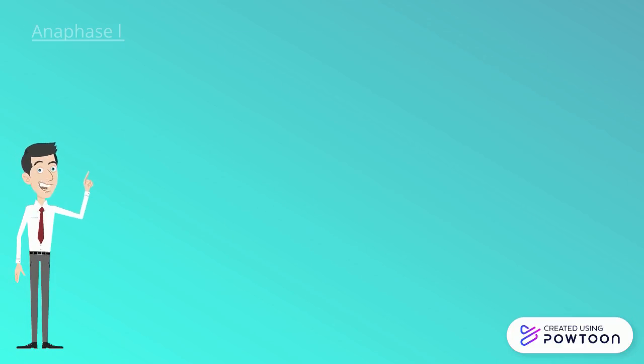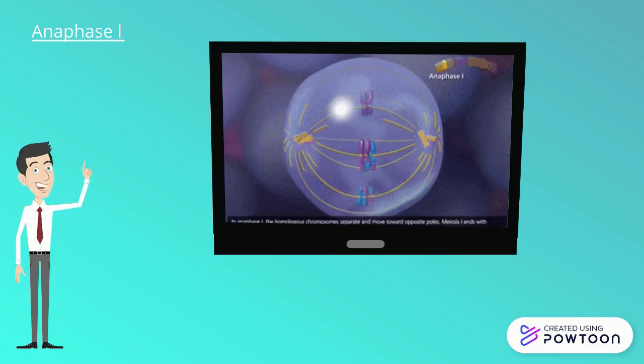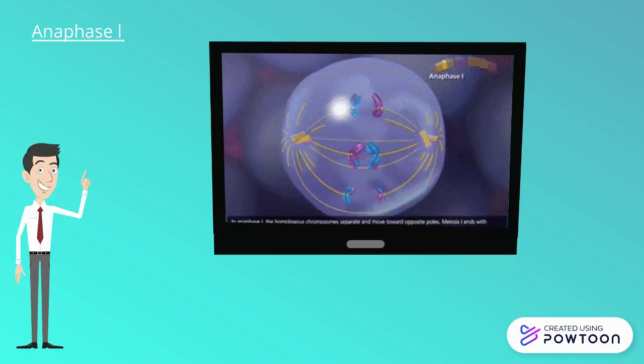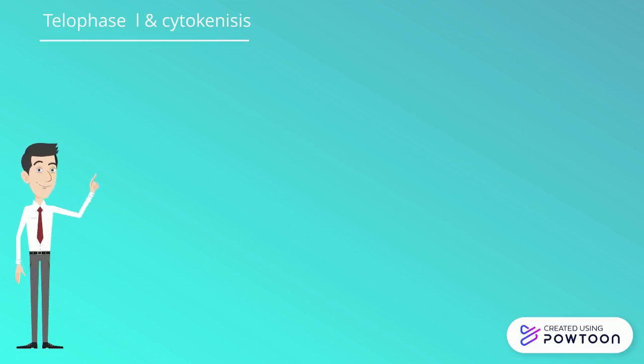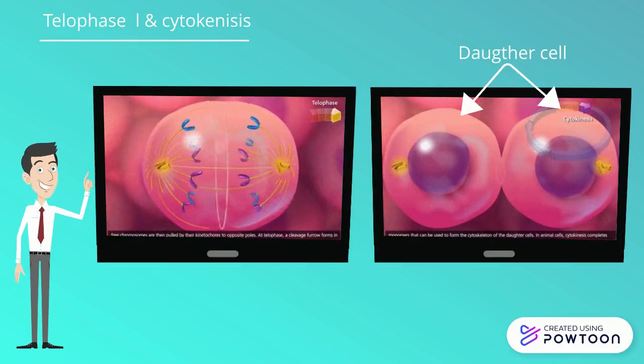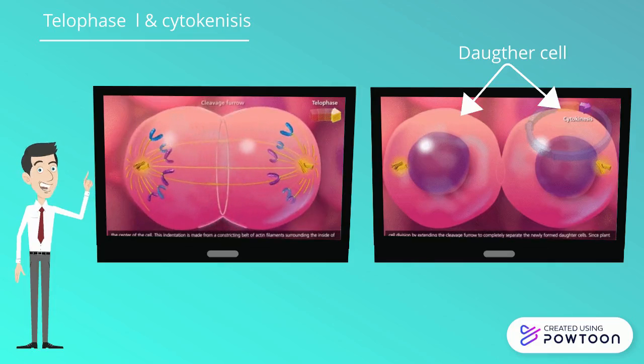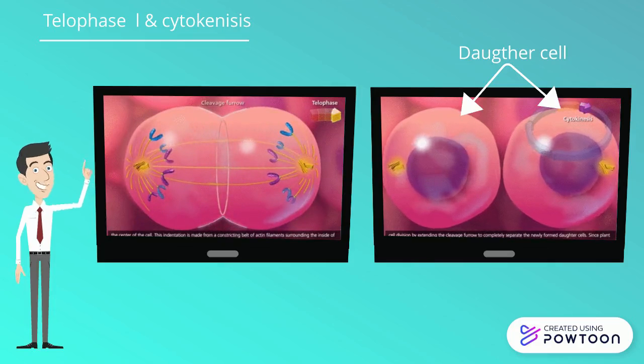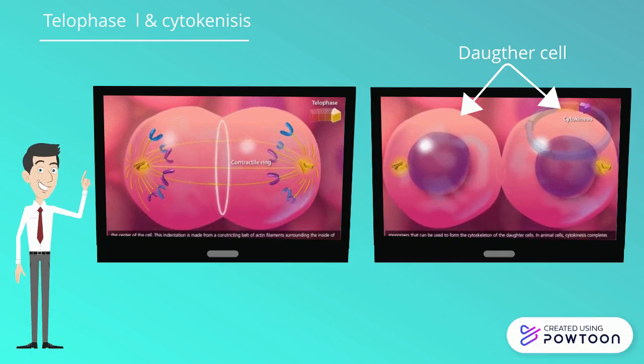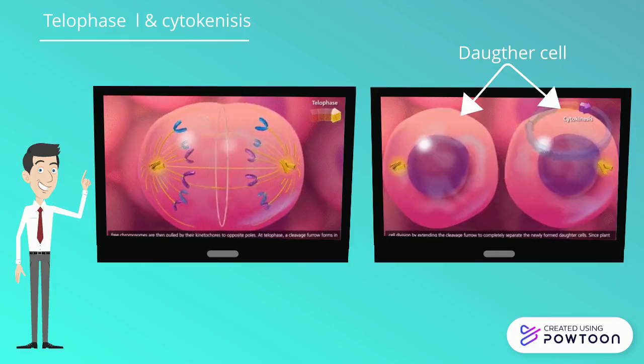In anaphase 1, the spindle fibers pull the chromosomes apart to the opposite ends. During telophase 1, the chromosomes are enclosed in nuclei. The cell now undergoes a process called cytokinesis that divides the cytoplasm of the original cell into two daughter cells. That is the end of meiosis 1.